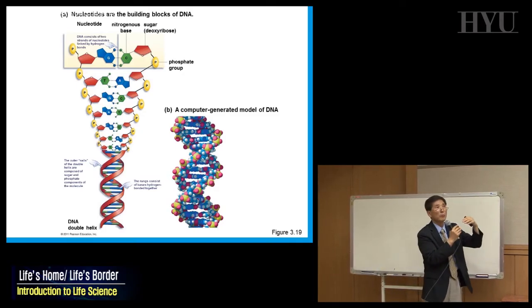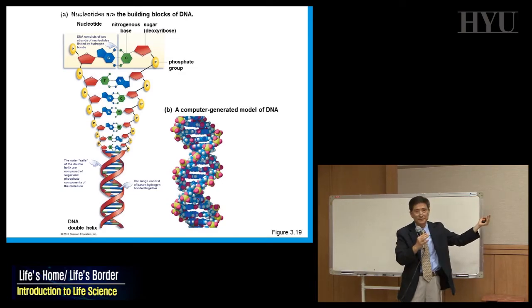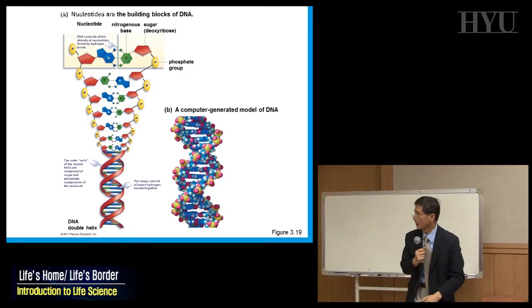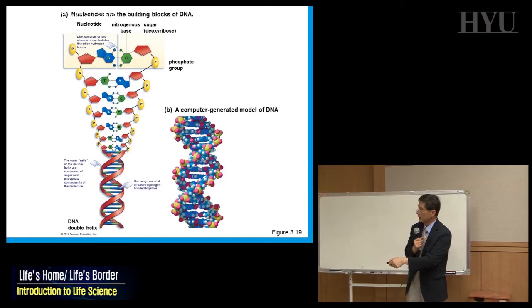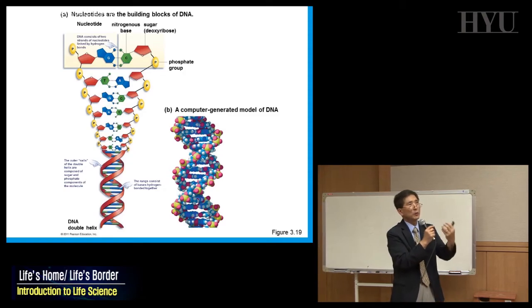GC, because they have more hydrogen bonds. You have to add more energy to break it, right? So good. All right. So we understand this. DNA is this structure. Okay. This structure is very, very important.